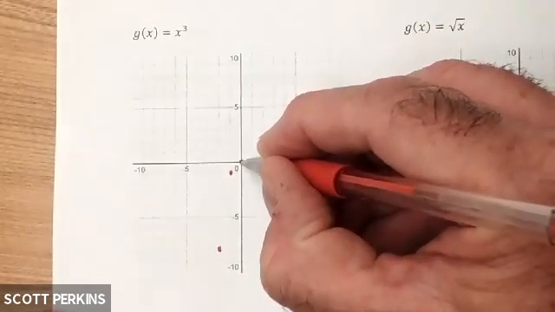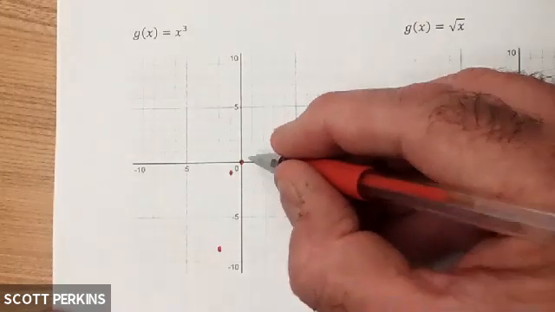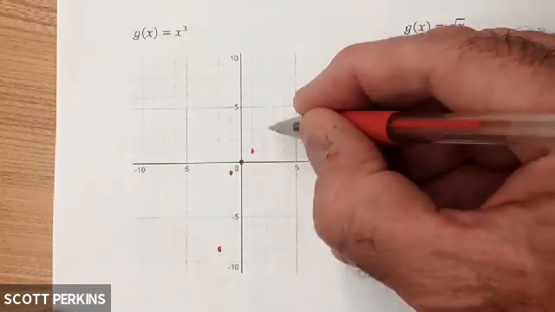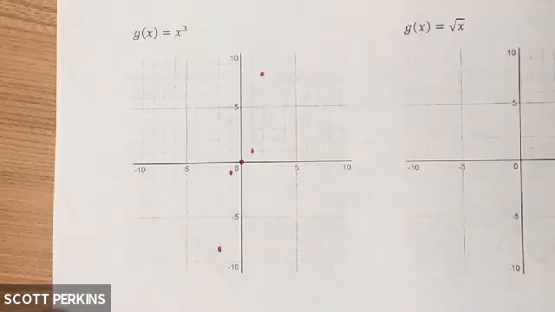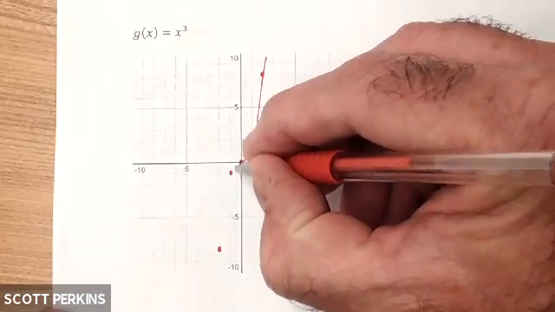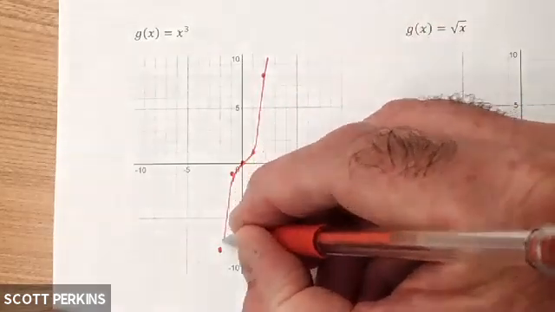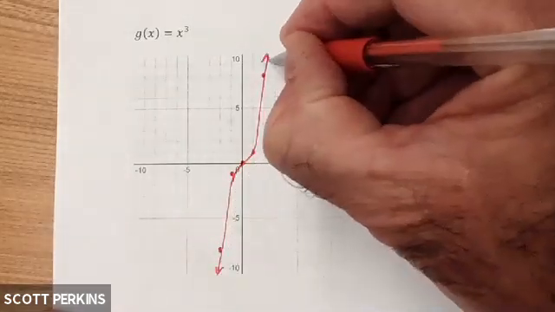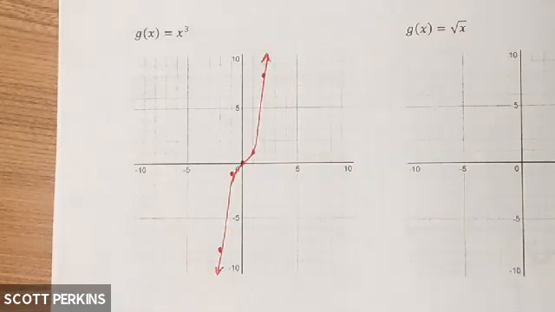0 times 0 times 0 is 0. 1 times 1 times 1 is 1. And finally, 2 times 2 times 2 is 8. And so this, again, I'm just doing enough x values to get the general shape, and I just missed one. Just terrible. I can't talk and write at the same time. Okay, but you got that little bendy part in the middle.